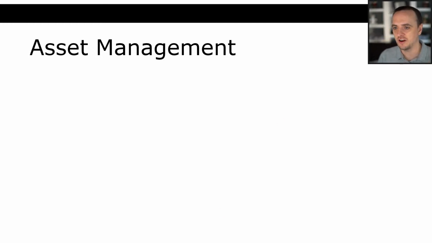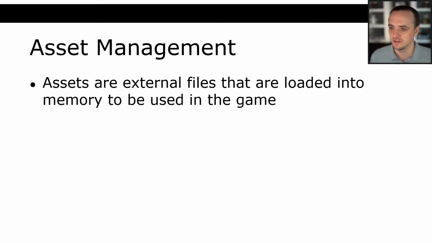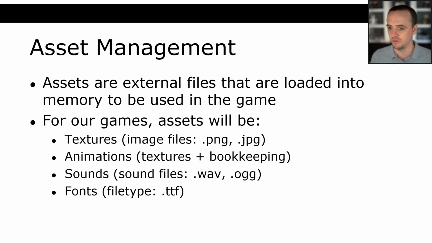Okay, so now that we've talked about how to change scenes, let's talk about how we're going to manage assets. Asset management is very important. What is an asset? An asset is an external file that's loaded into memory to be used in a game. For example, in our game, assets are going to be textures. These could be image files. We're going to be working with PNGs for transparency. You could also have JPEGs, bitmaps, all sorts of texture files.